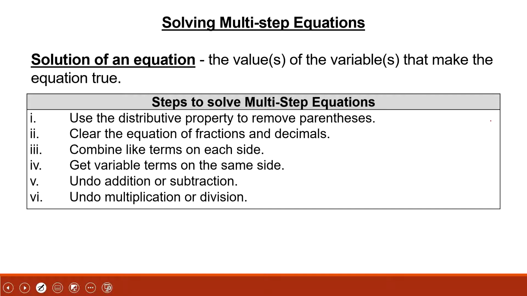Then you're going to undo the addition and subtraction. That's moving the numbers to the other side. Then you'll undo multiplication or division, which is just doing the opposite of what you see. You'll see them as we go through the example.